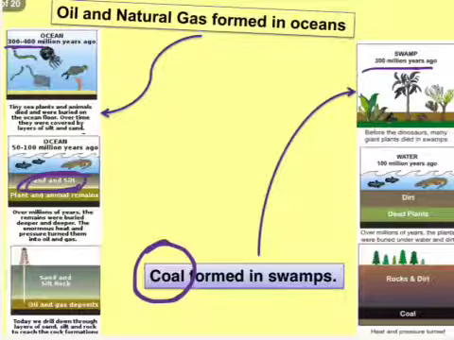You have dirt, sand covering over the dead plants, and then over millions of years they get buried, and in some cases that area is no longer a swamp, and then we can go in and dig up that coal and use it as a resource. So you can see here that for the most part, natural gas and oil forms in the ocean through the remains of animals, and coal forms on land in swampy areas, and it's the remains of plants.